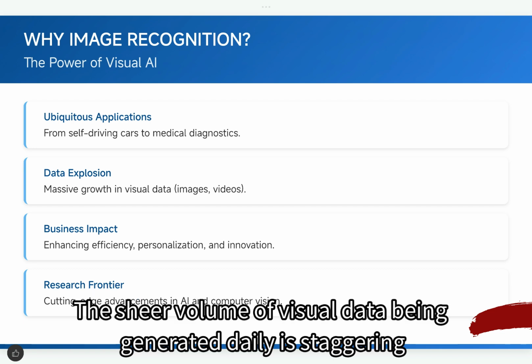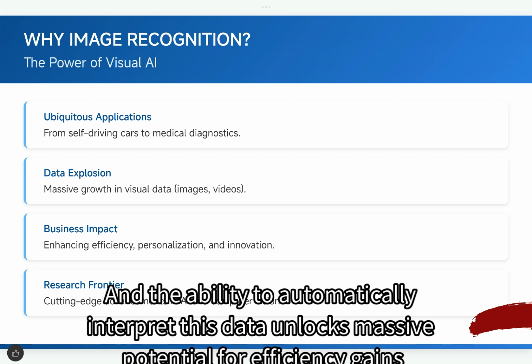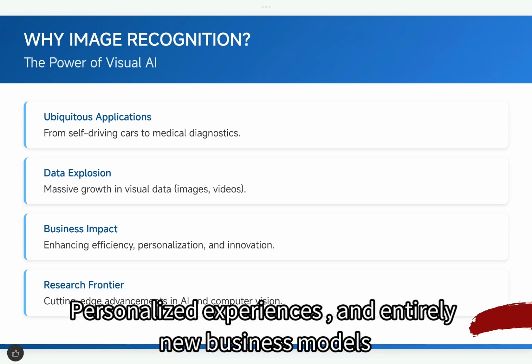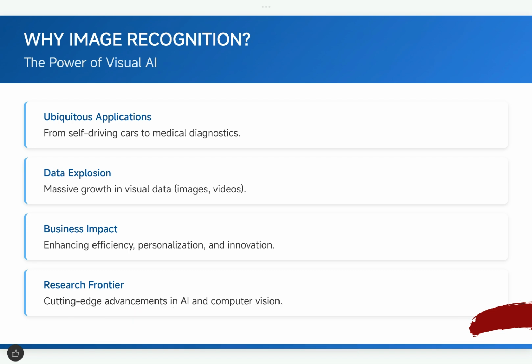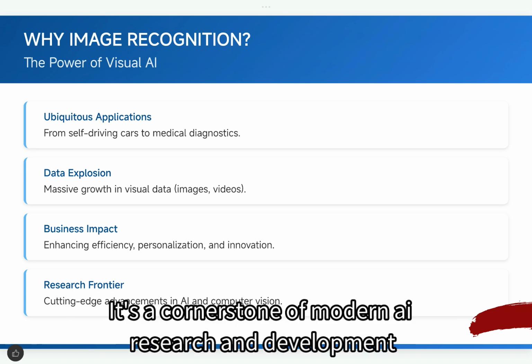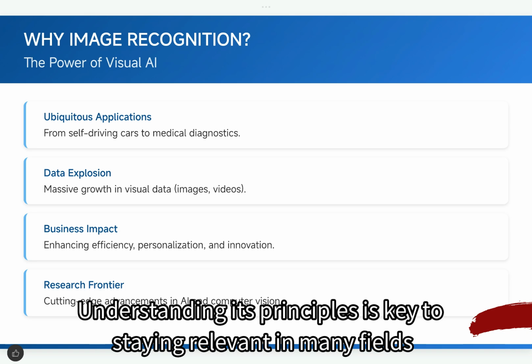The sheer volume of visual data being generated daily is staggering, and the ability to automatically interpret this data unlocks massive potential for efficiency gains, personalized experiences, and entirely new business models. It's not just a cool tech trick, it's a cornerstone of modern AI research and development. Understanding its principles is key to staying relevant in many fields.